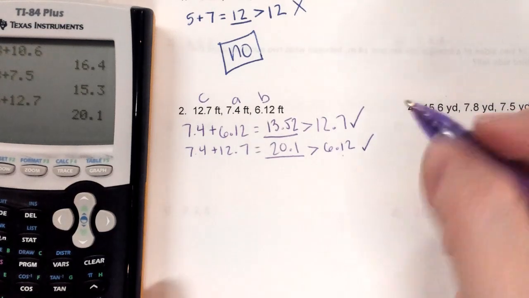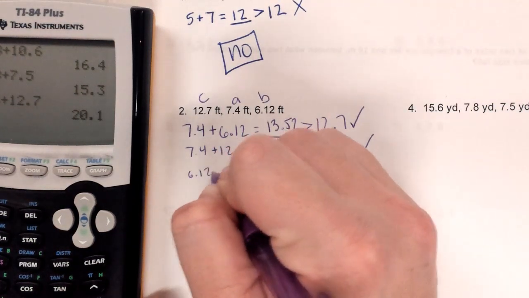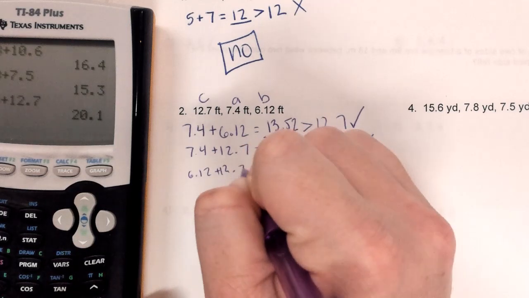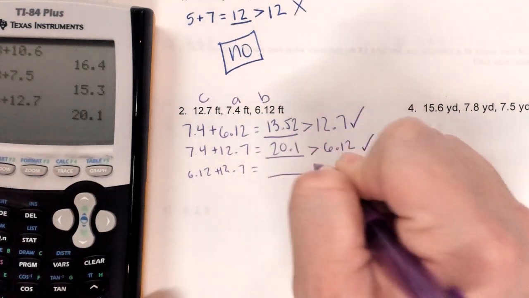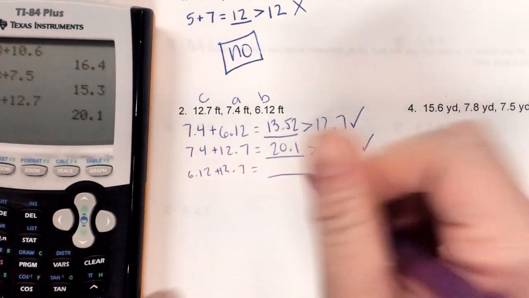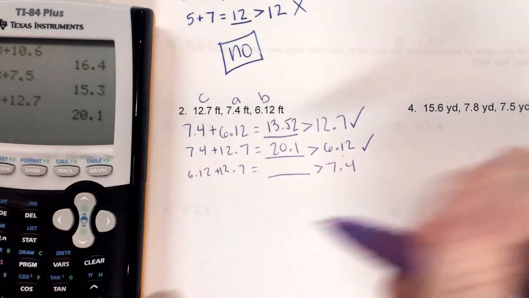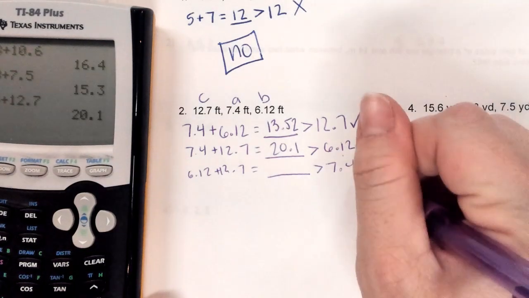So the next one is B plus C. So we have 6.12 plus 12.7. Whatever that equals has to be greater than 7.4. Again, do we even need to know what that equals? Is it going to be greater than 7.4? Yes.